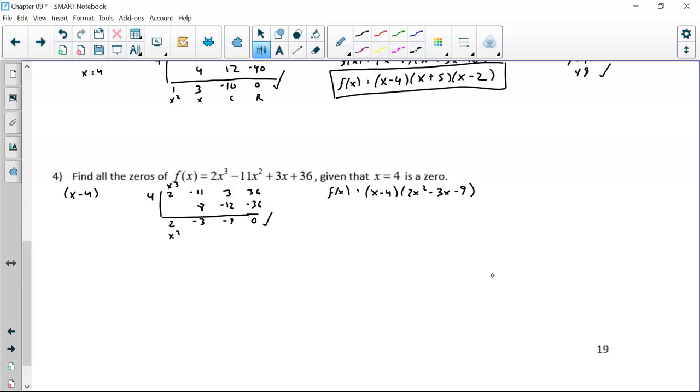So I'm going to do a real quick check. b squared minus 4ac, negative 3 squared minus 4 times 2 times negative 9. So it's going to be 9 plus 72, which is 81. Nice perfect square. It's factorable. So I have x minus 4.